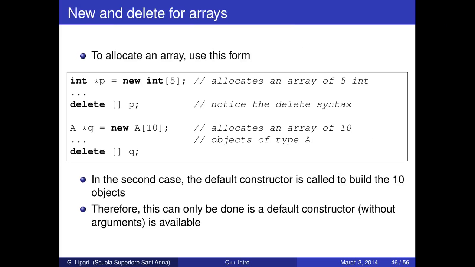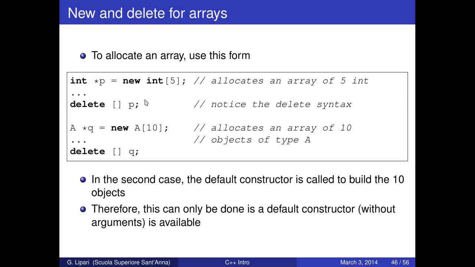We can use new also for allocating an array of variables or an array of objects. For example, here we create an array of 5 integers. We use a square bracket here, and this will allocate an array of 5 integers. I don't actually remember what happens with primitive types. I have to admit I don't remember. Maybe we should try something. But it should initialize all these integers to 0, if I remember well.